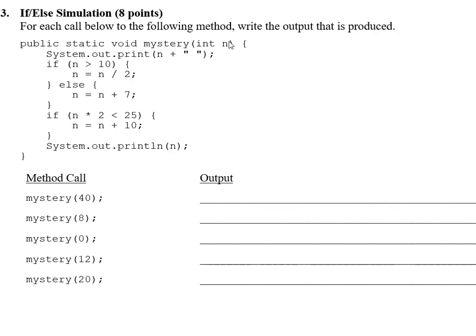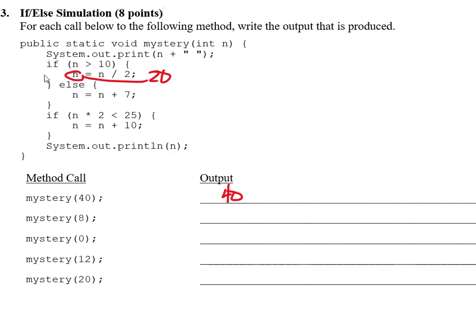So we're going to first send 40. And notice the first statement prints 40 and a space. If n is greater than 10, well, that is a true statement. So it's going to come in and modify n. So n is going to be 40 divided by 2. So n will become 20. We're done with the true part of the if. It ignores the false part of the if since we did execute the true part.